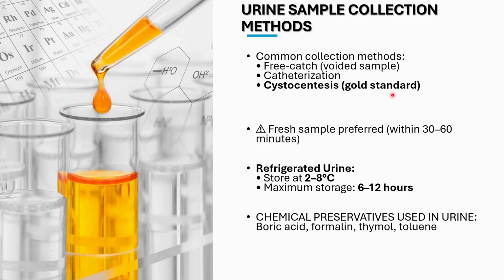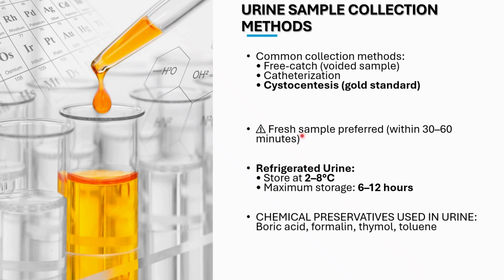Regardless of the collection method, fresh urine is always preferred. Ideally, the sample should be examined within 30 to 60 minutes after collection to prevent changes in cellular elements, bacteria, and crystals. If immediate examination is not possible, the urine must be refrigerated. Refrigerated urine should be stored at a temperature between 2 to 8 degrees Celsius and examined within 6 to 12 hours. So even with refrigeration, urine can be stored only up to 12 hours. Before analysis, the sample must be brought back to room temperature and mixed gently.